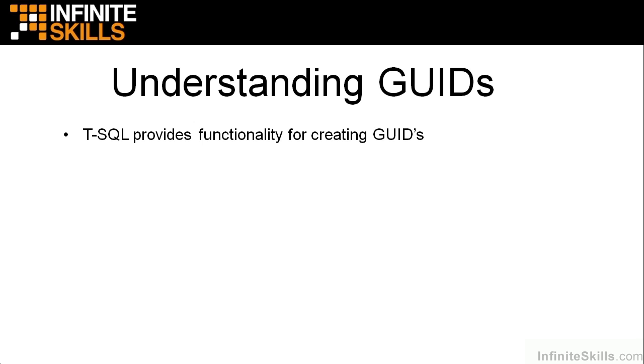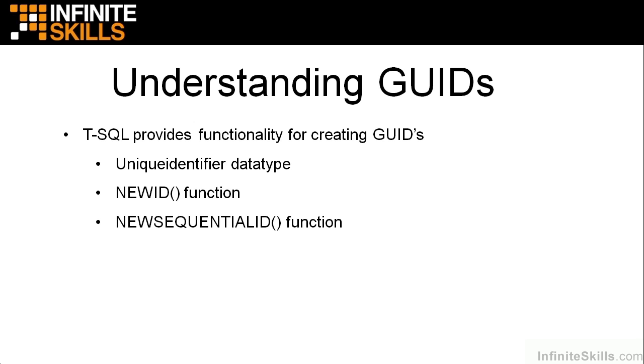Now, T-SQL and SQL Server 2012 provide functionality for creating these things. There is a unique identifier data type that I can assign to a column, and then I can use the NEWID function when I insert into that column to generate a globally unique identifier. Now, I'll show you an example of that in a video entitled GUID Examples, or Globally Unique Identifier Examples. So look for that video and you'll see those code examples. And by the way, that code will be out there in your working files folder.